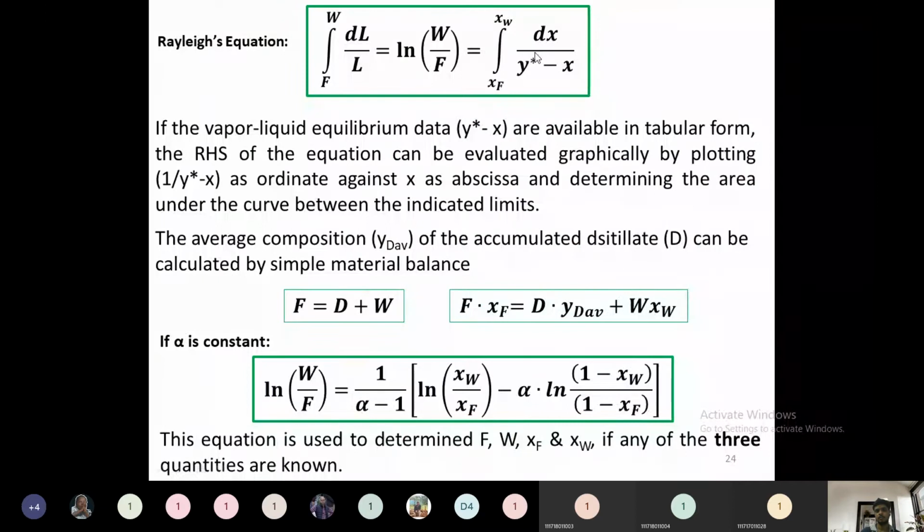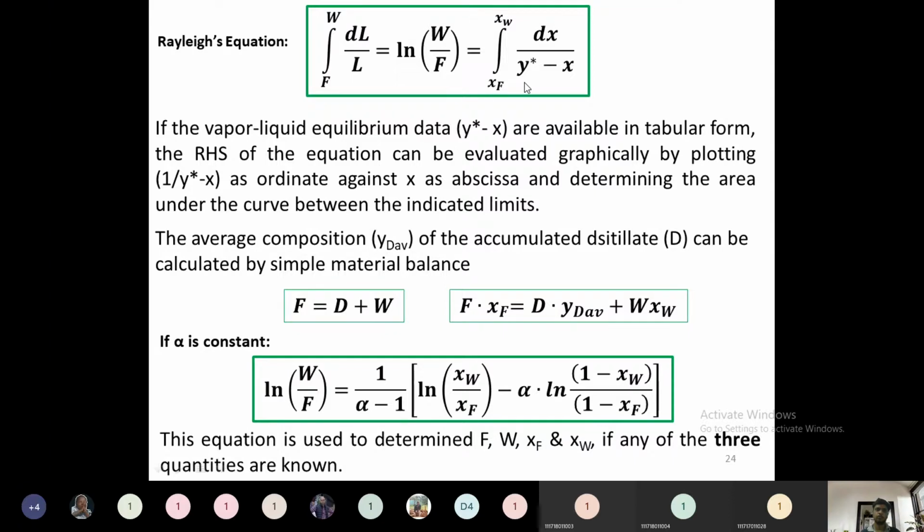In Rayleigh's equation, the right-hand side is nothing but an integral. This integral we need to evaluate using three methods. One method is the graphical method. Another method is to use a numerical method.